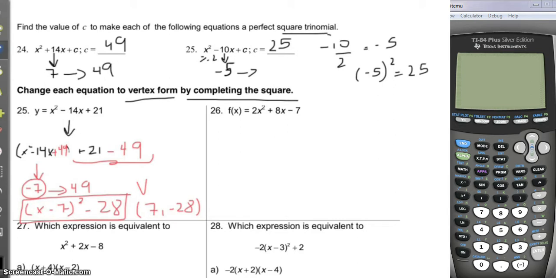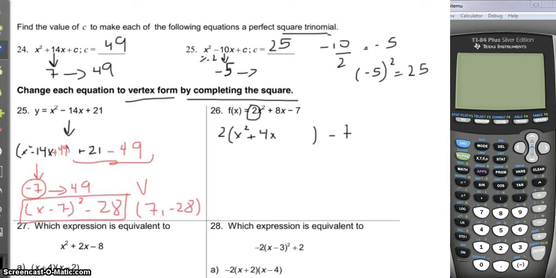Now let's move on to number 26. Number 26 is a little bit different. So there's a first step that you need to do. As you can see, there's an a. Every time there's an a, you have to take it out. So take 2 out. So 2x squared divided by 2 is going to be x squared. 8x divided by 2 is going to be 4x. And you keep the negative 7 on the outside.